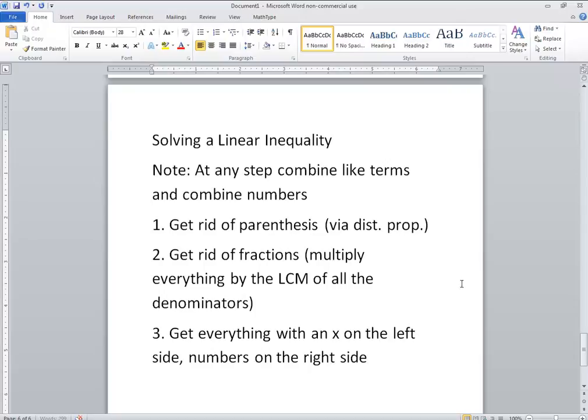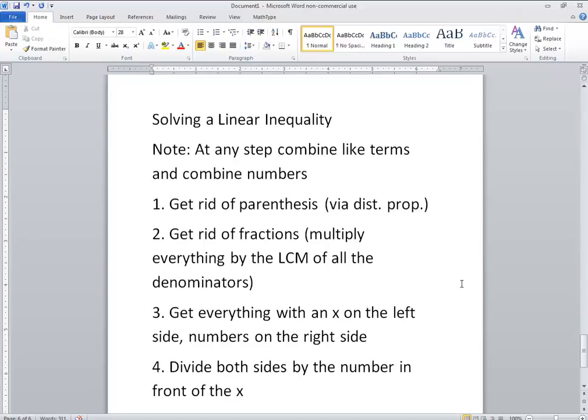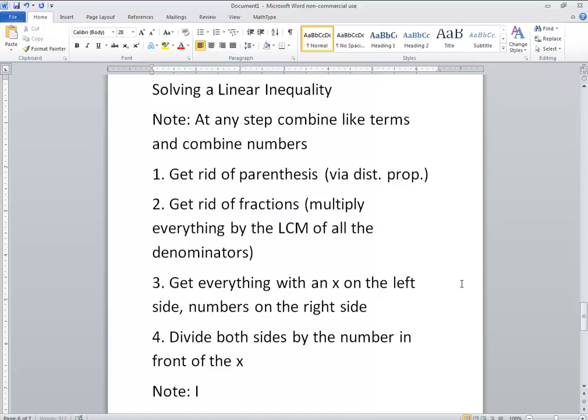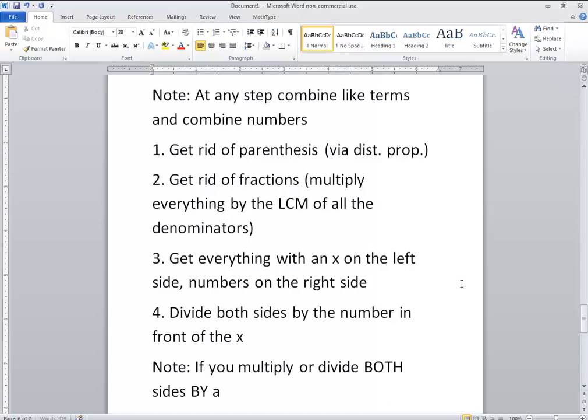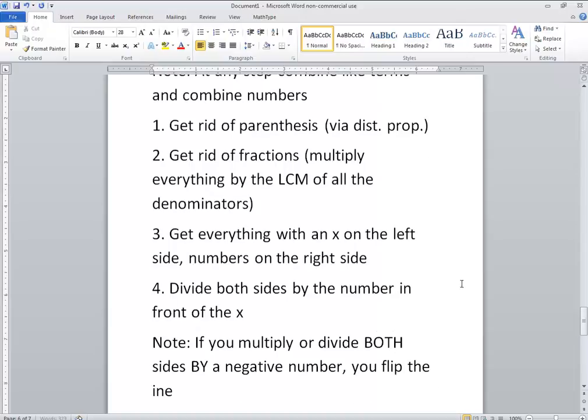When I say get everything, I'm talking about terms. And I'm using X, but you don't have to have X. You can have any variable. Step 4, divide both sides by the number in front of the X, the coefficient. And we got a note. It says if you multiply or divide both sides by a negative number, you flip the inequality symbol.